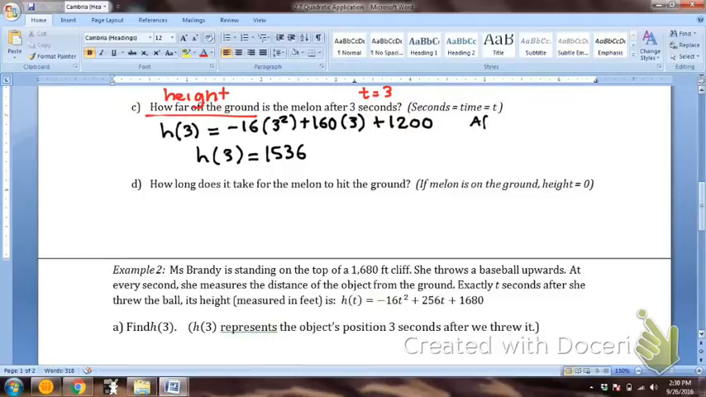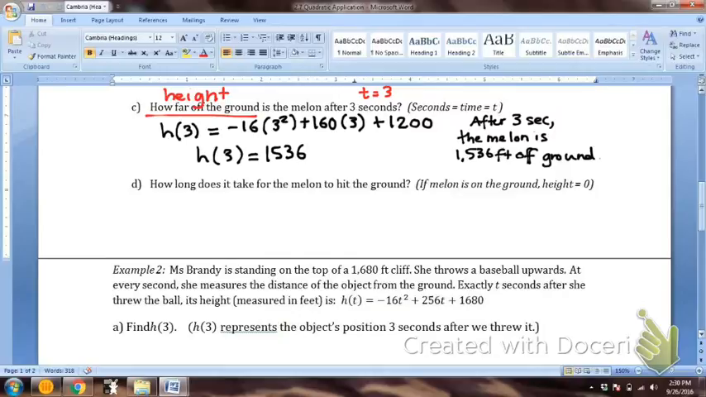After 3 seconds, the melon is 1,536 feet off the ground. After 3 seconds, the melon is 1,536 feet off the ground. I have 1531. Ooh, let me see your calculator. So not negative 149, it should be 144. All right, any questions about letter C?